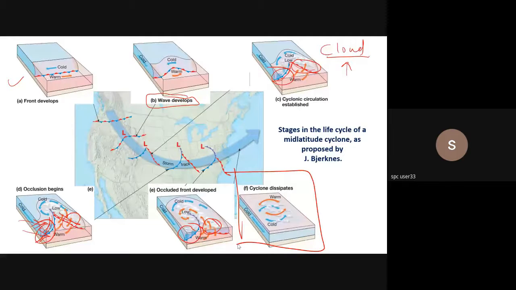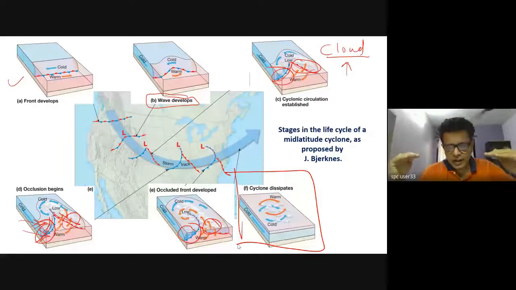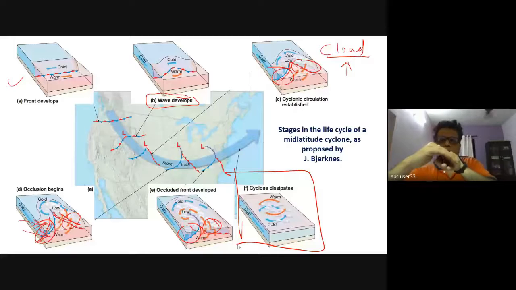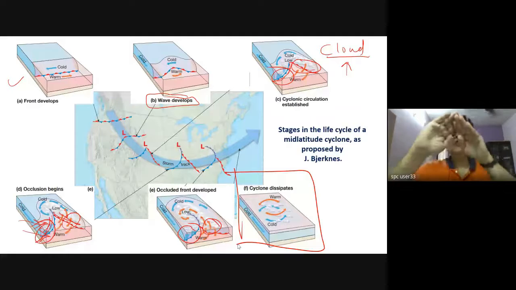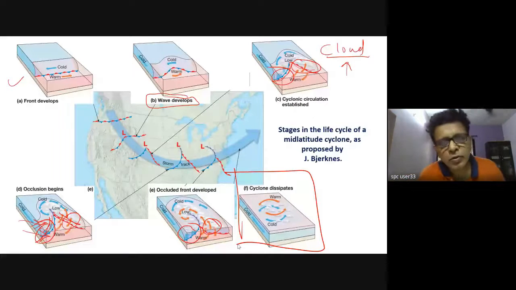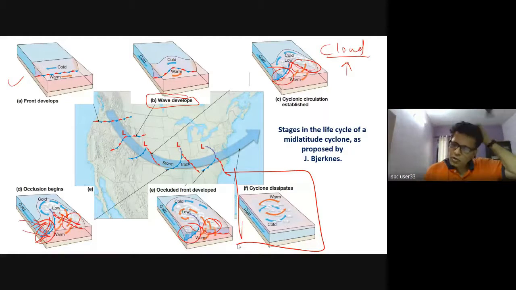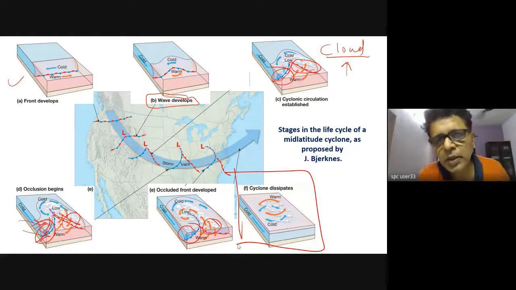From the polar latitude and from the tropical latitude, when they come, they deflect. When they deflect, they move into each other, and this is how the latter end of the cold front is going to move under the warm and it is going to be picked up. The picking up is called occlusion. Once the whole air mass is picked up, the cyclone is going to dissipate. This is in short the Jerkin's theory.